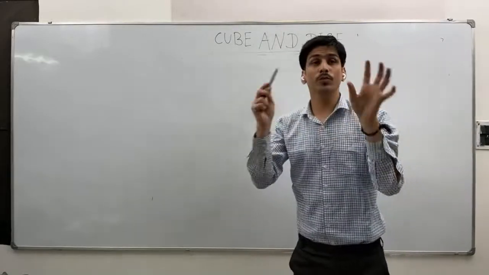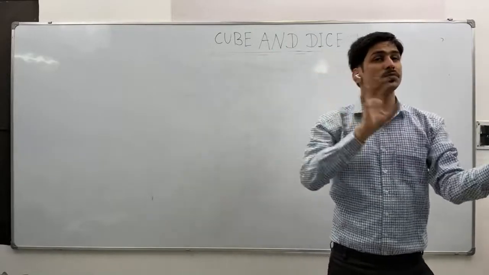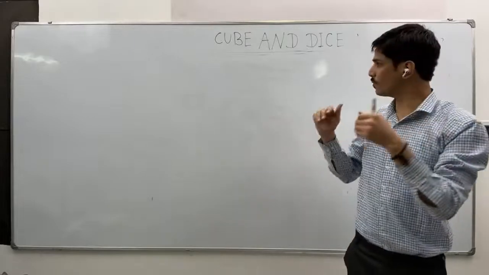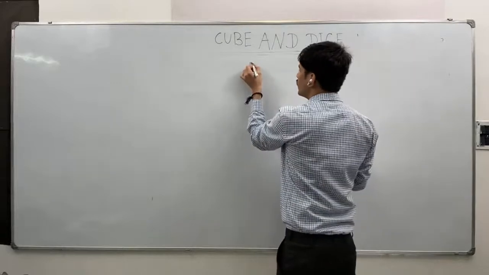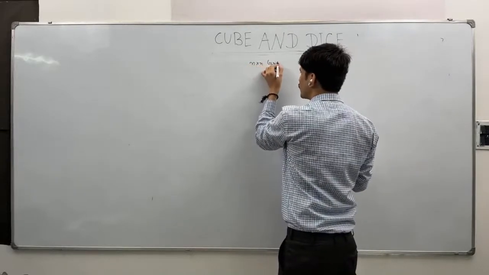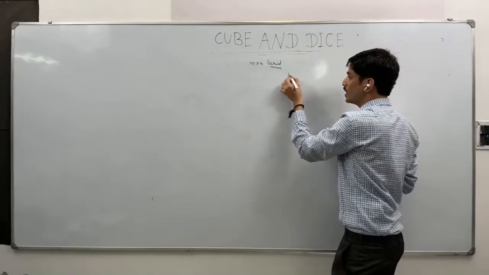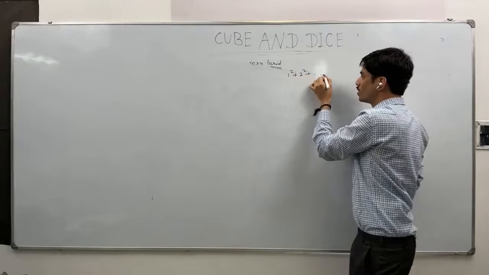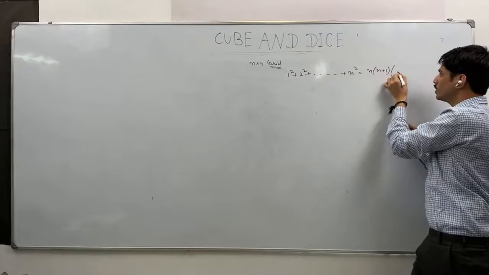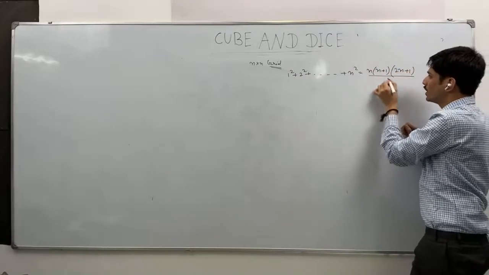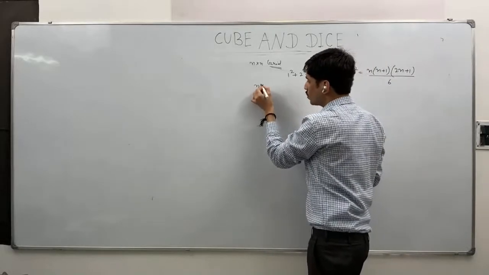Whenever I say number of squares, it means I am not counting the number of rectangles, because a rectangle does not satisfy the property of a square. When I am counting the number of squares, I am talking about pure squares. So if I have an n cross n grid, how many squares are there? The formula is 1 square plus 2 square plus up to n square, which gives n times n plus 1 times 2n plus 1 divided by 6. Fairly simple.